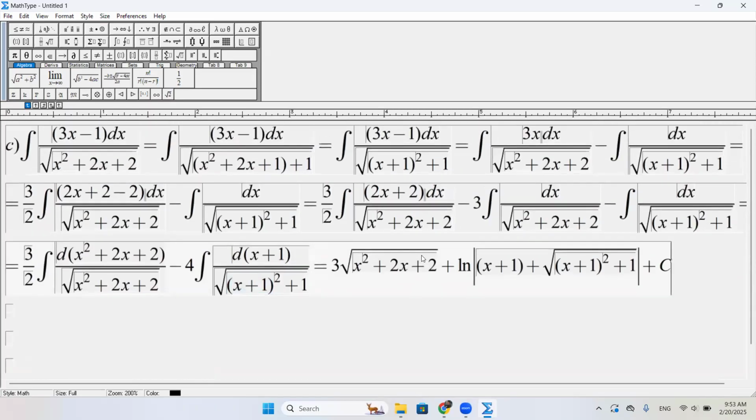Any questions about this exercise? So it was quite big. Or is everything clear? If so, let's move next.